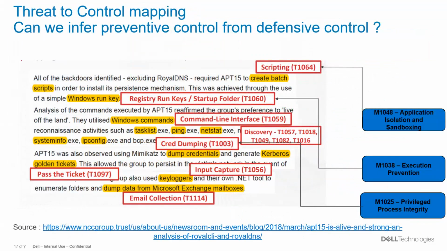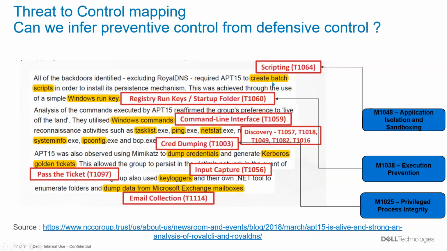I just picked up an example from NCC Group, which is a very popular security research organization. They talked about a particular malware and how it affected a system, right? And then they used various words here. In those words, we can see what the tactics or techniques are from the MITRE matrix. And each of the MITRE techniques also gives you mitigations. The numbers you see with M followed by a number, that's all about the mitigations.